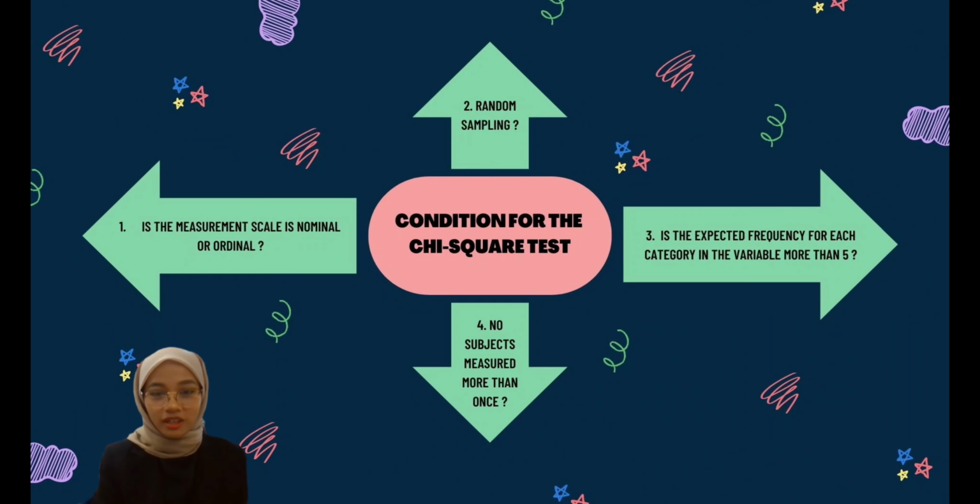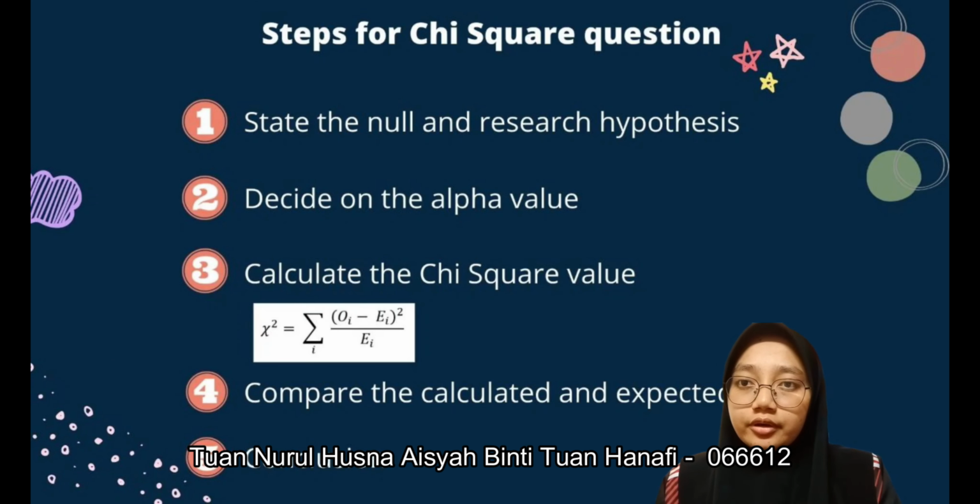For the chi-square test, there are four conditions. The first one is that the measurement scale is nominal or ordinal. The second one is random sampling. The third one is that the expected frequency for each category in the variable is more than 5. And the last one is that no subject is measured more than once. For the chi-square question, there are 5 steps.